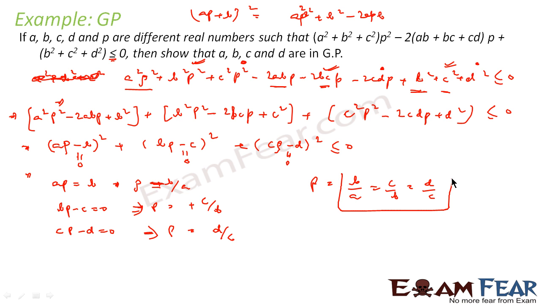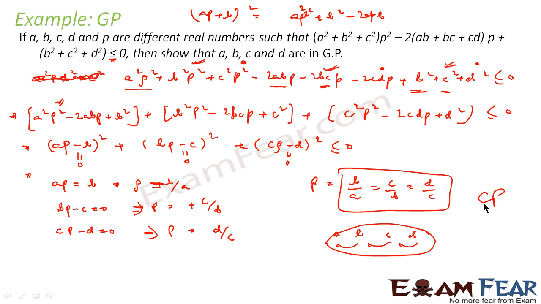Thus we can see that this is a GP, because we have terms A, B, C, D, and B by A is equal to C by B is equal to D by C. That means this is a GP. Very simple what we have done. We knew that we can convert this form into (A plus B) or (A minus B) square, and if you square a number, the minimum value it can have is 0. So we set all these to 0, and we got the answer.